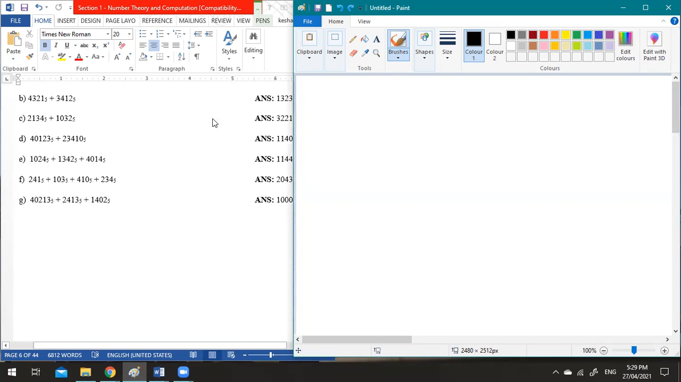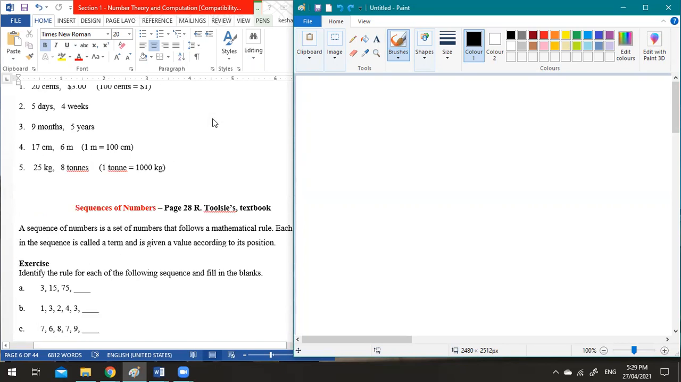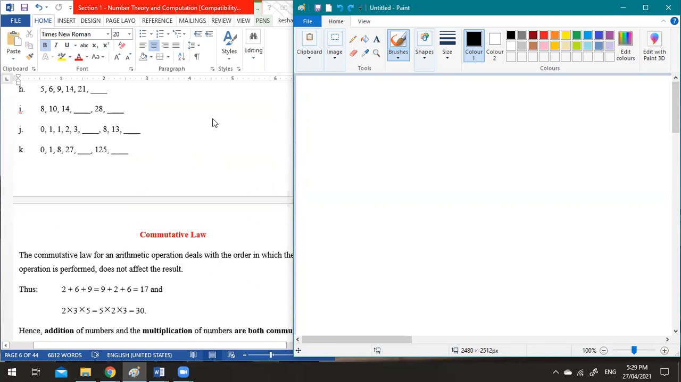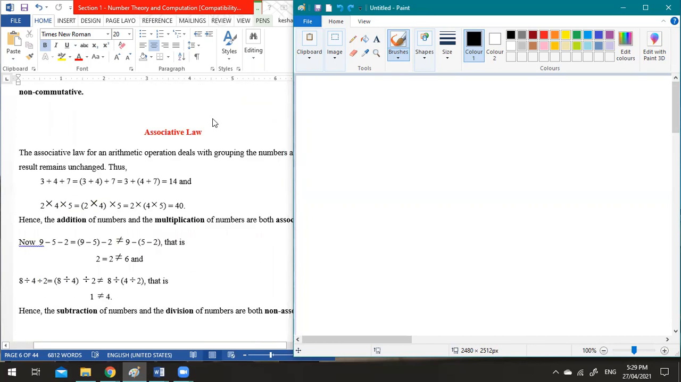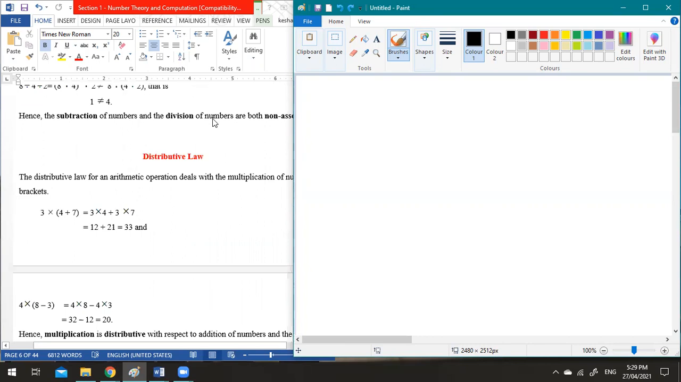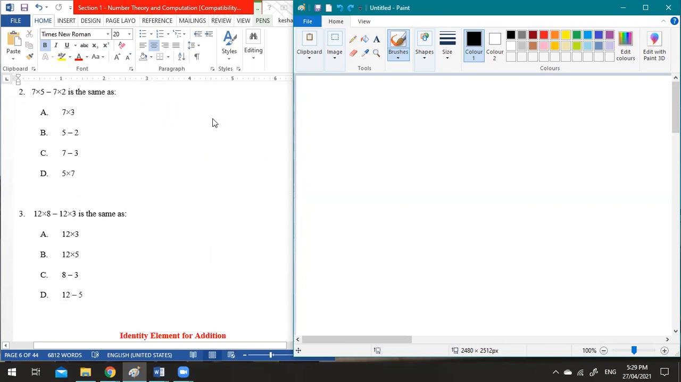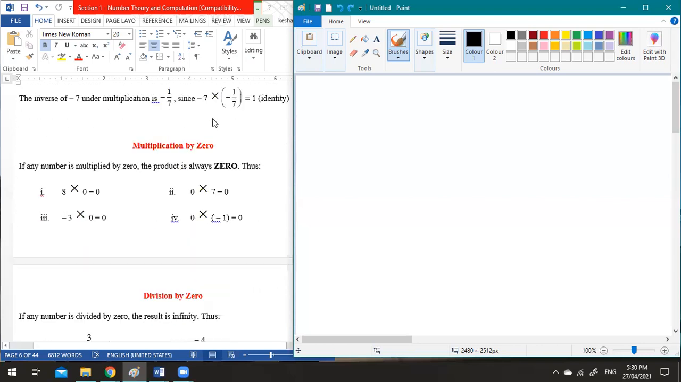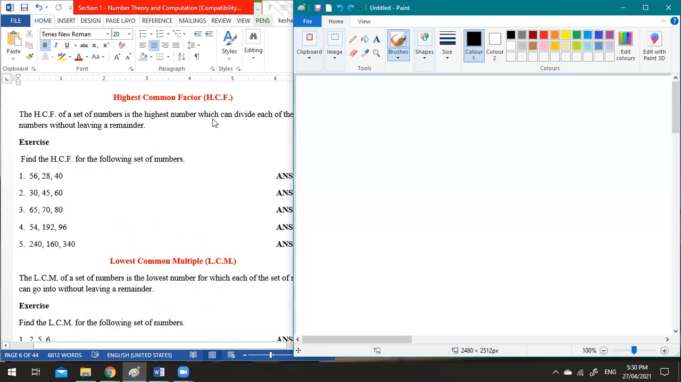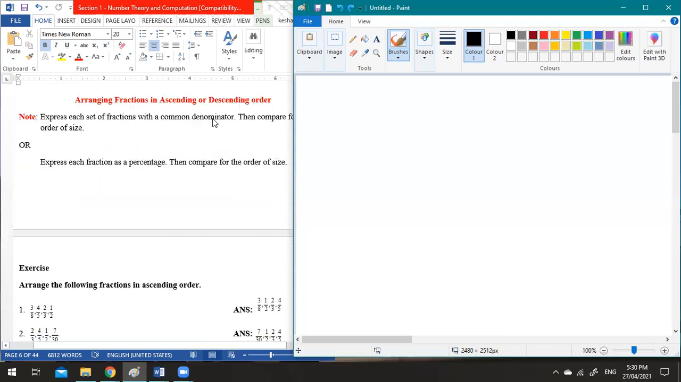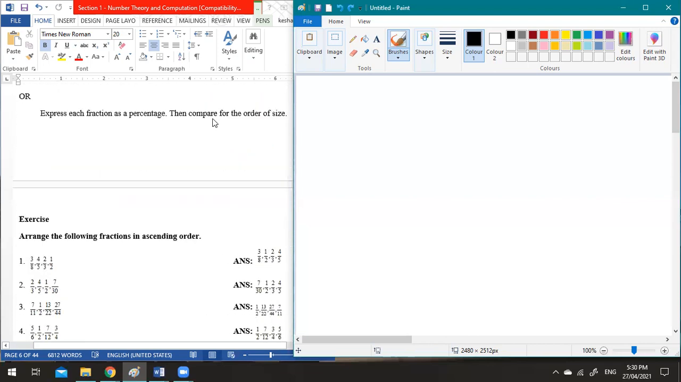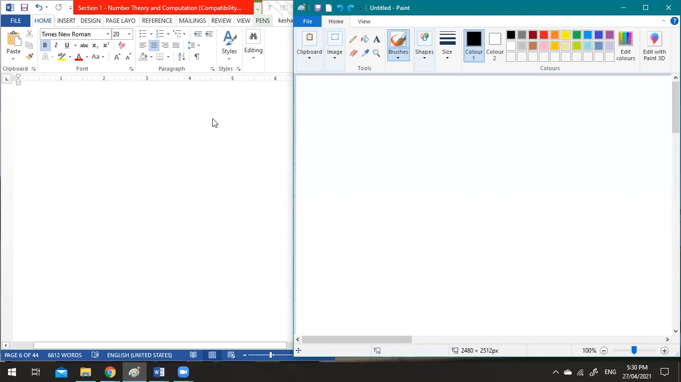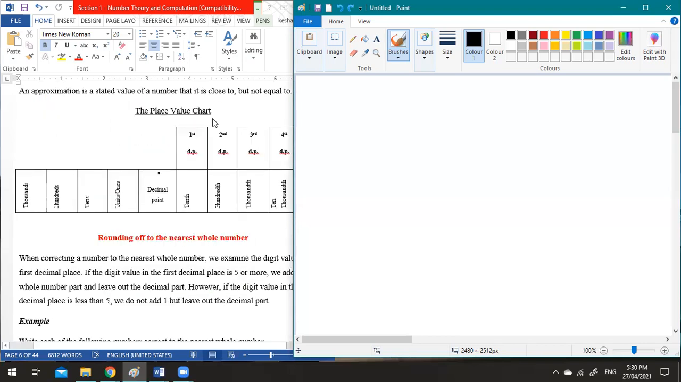So let me scroll down past all of this. All of this was order of operations. You have to go through that. We do highest common factor and we do LCM already. Fractions. Right, approximation.